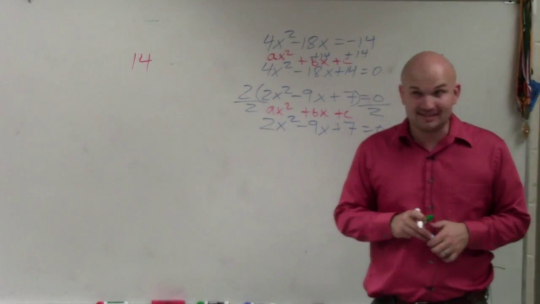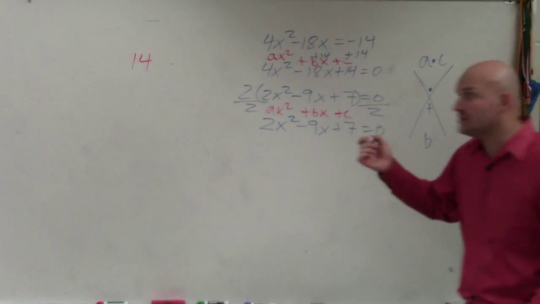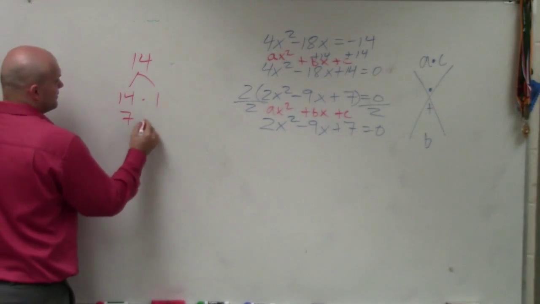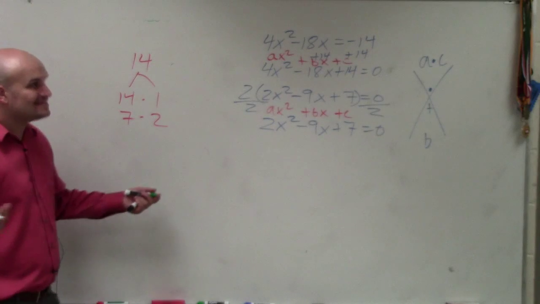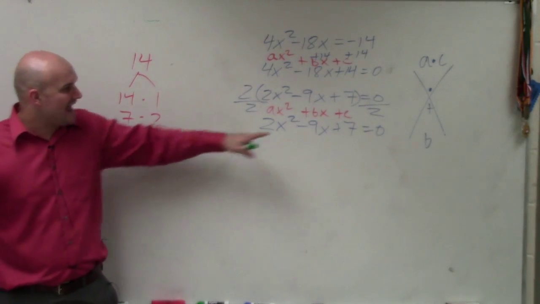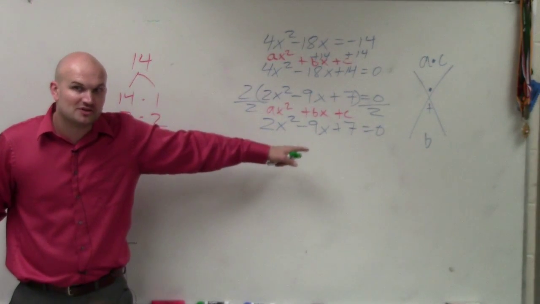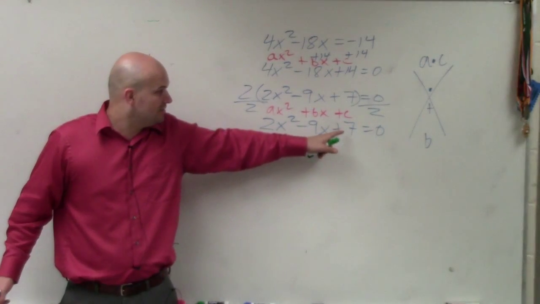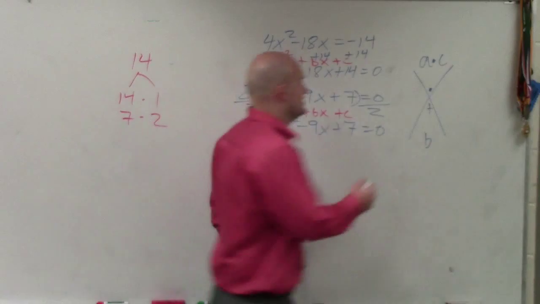And hopefully you guys can think of this in your head. But if you can't, start listing out all the numbers that multiply to give you 14. 14 times 1, 7 times 2. That's it. Now, remember, if they add to give you a negative number, then both those values have to be negative, because they also multiply to give you positive 14, which I didn't write up here.